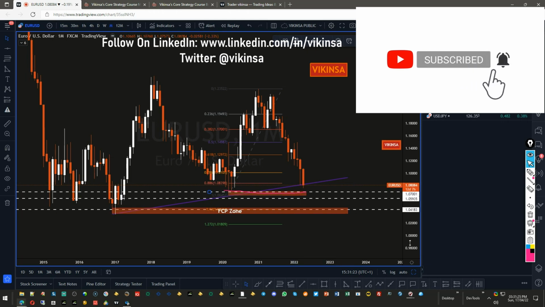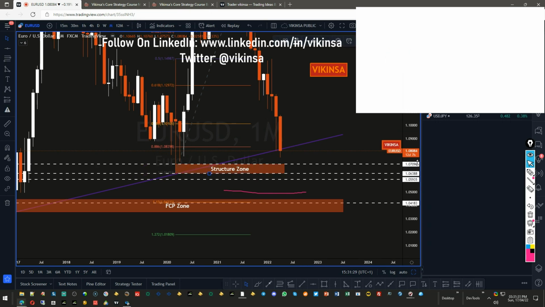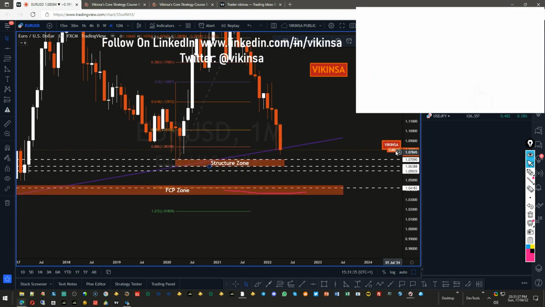In fact, it can go down deeper into this zone. So let me put a line here. So these are two lines. The third level is 1.05935. You can see them on your charts here. All these levels are available.